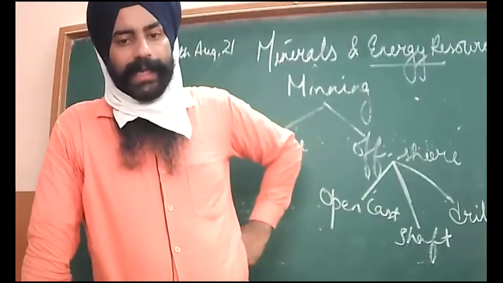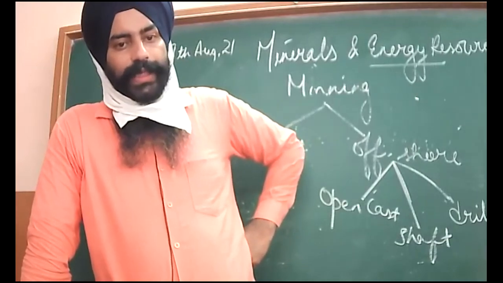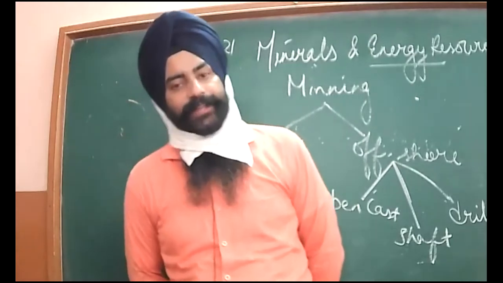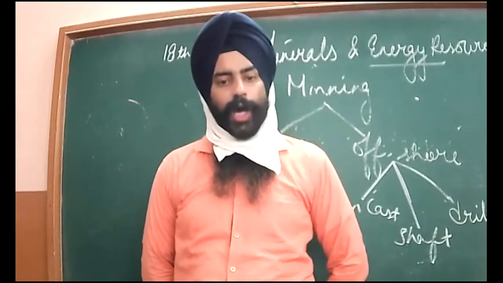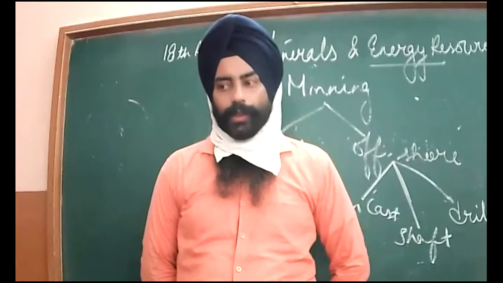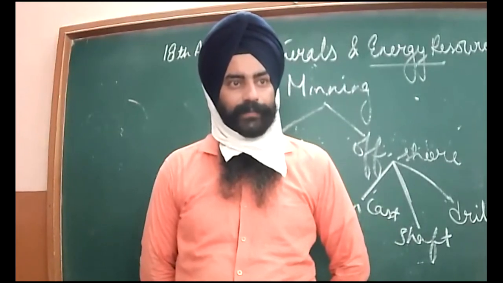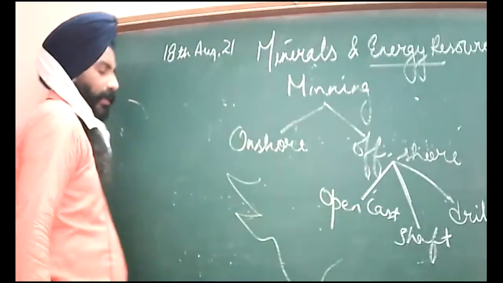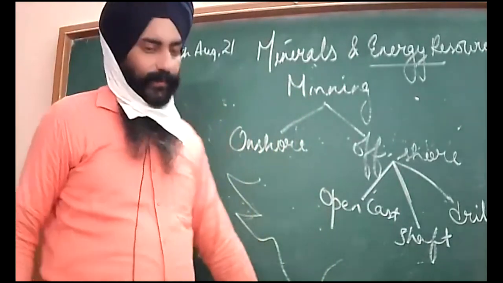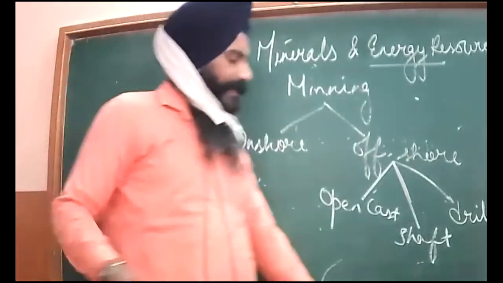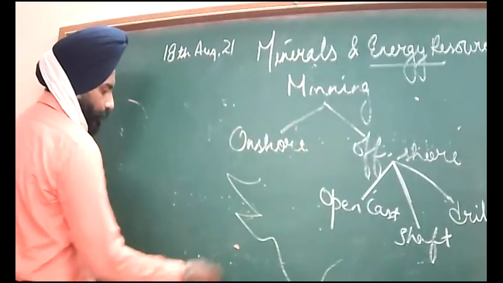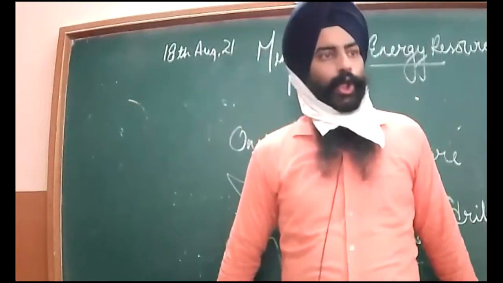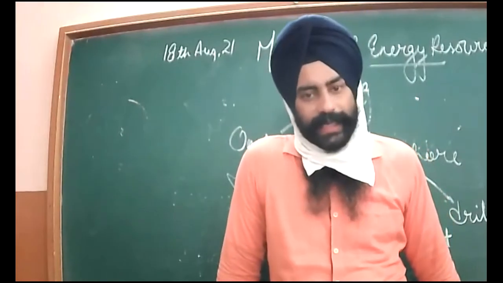Drilling, D-R-I-L-L-I-N-G. Example, extraction of crude oil from Bombay High. Don't write Mumbai, write Bombay, B-O-M-B-A-Y. Bombay High in the Arabian Sea, approximately 90 kilometers west of Mumbai city. That place is known as Bombay High, through which India extracts crude oil.